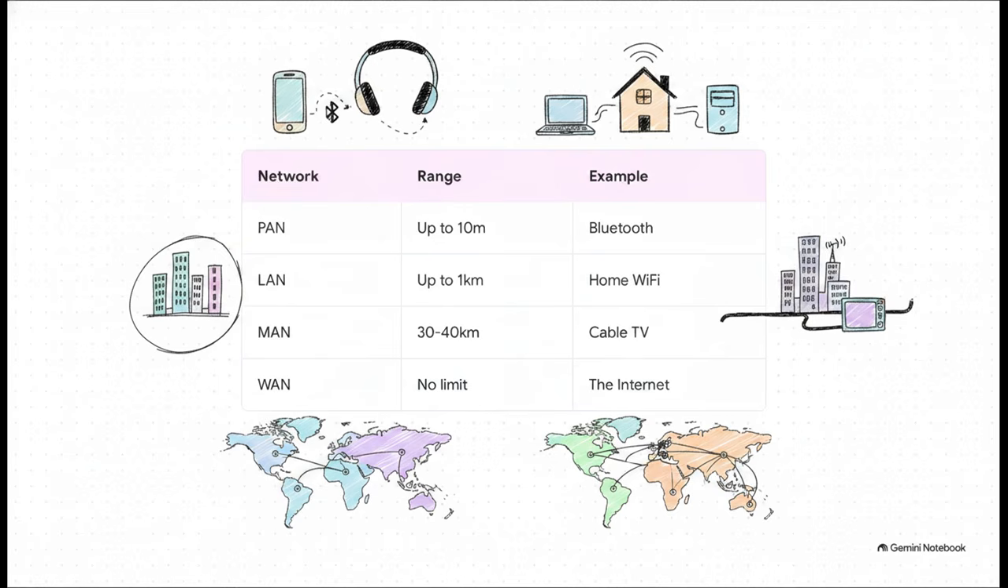And finally, we hit the WAN, the wide area network. There is literally no upper limit here. It spans entire continents, and the absolute largest WAN in existence is the magnificent beast we call the Internet.